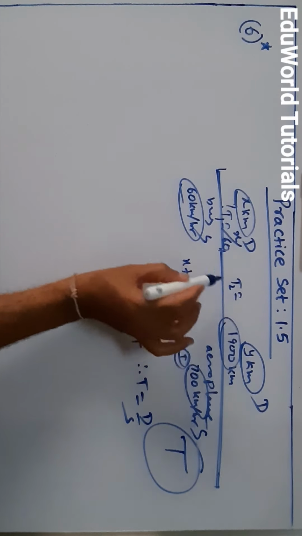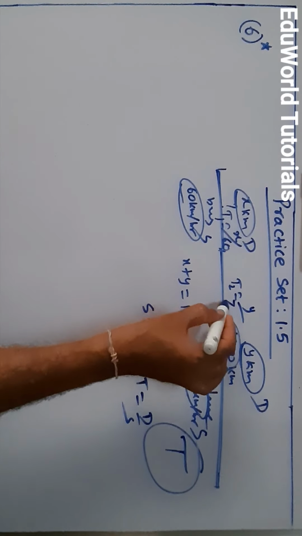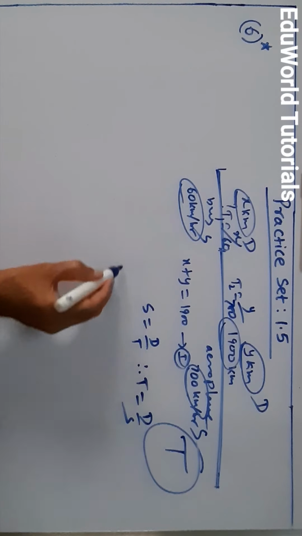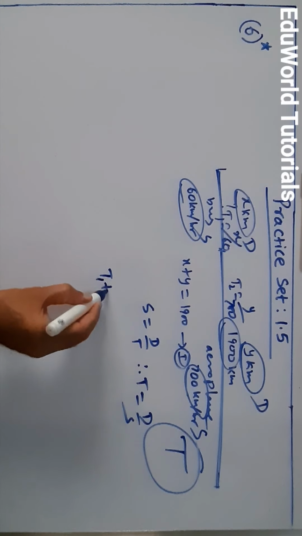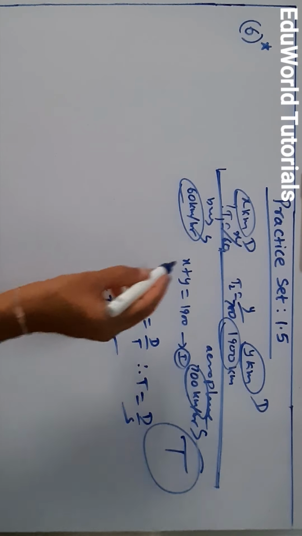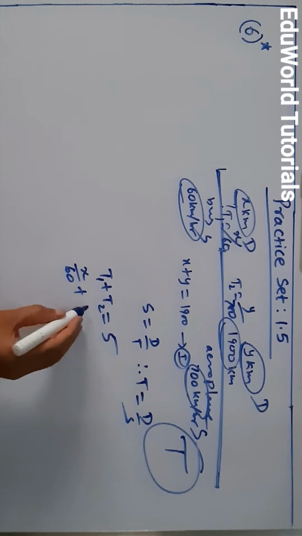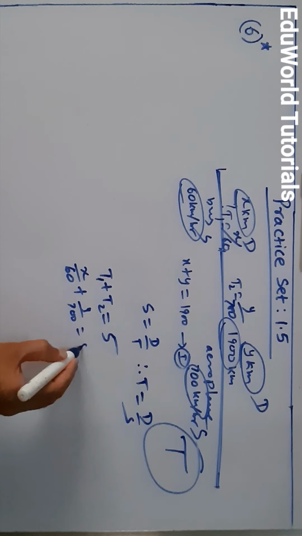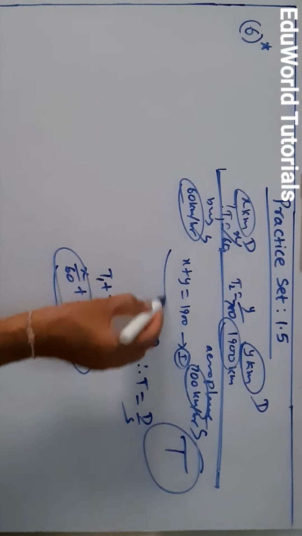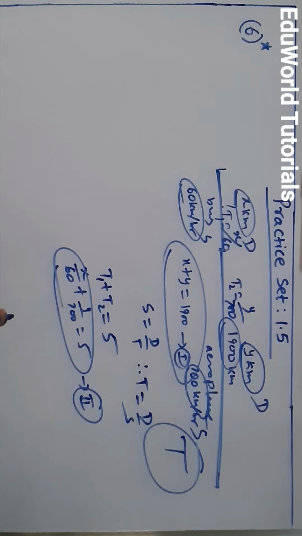Similarly, the time taken by Vishal to travel by aeroplane is distance y kilometer upon the speed of aeroplane, 700. This is another time. But time 1 plus time 2 together is a 5 hour journey. So time 1, x upon 60, plus time 2, y upon 700, is 5 hours. This is the second equation, and this is the first equation. This is the way we have to first think about the equation and then write systematic steps. Understood?